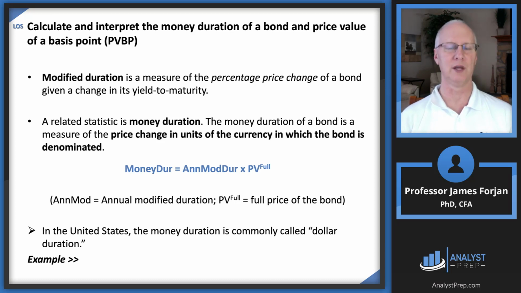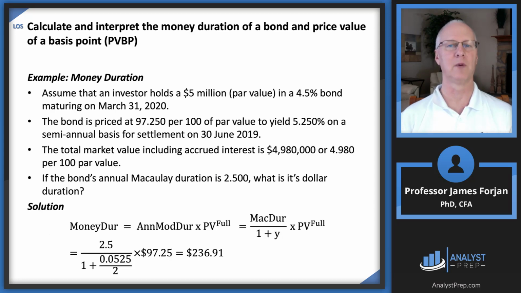What it tells us is exactly how many dollars we are going to lose if the yield goes up by, are you ready for this, 1 basis point. All right, so there's a good formula there. It's really just a matter of multiplying. And so let's go ahead and look at an example.